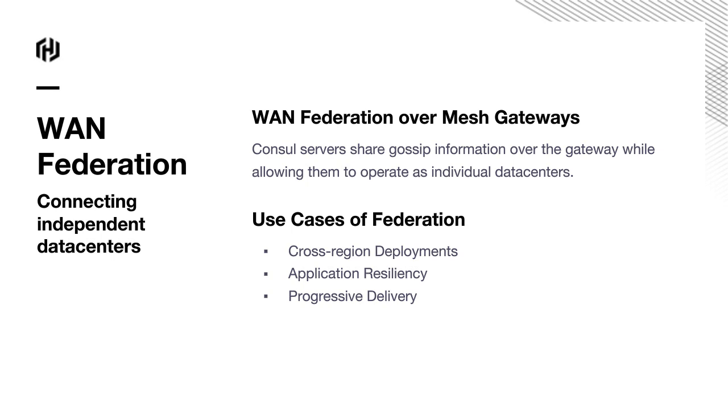And so the three use cases that we see when it comes to federation, when people say, why would I even want this, is the idea of cross-region deployments, which we'll talk a little bit about, application resiliency, as well as what we call progressive delivery, this idea of tightening the coupling between the networking delivery process and the application delivery process.